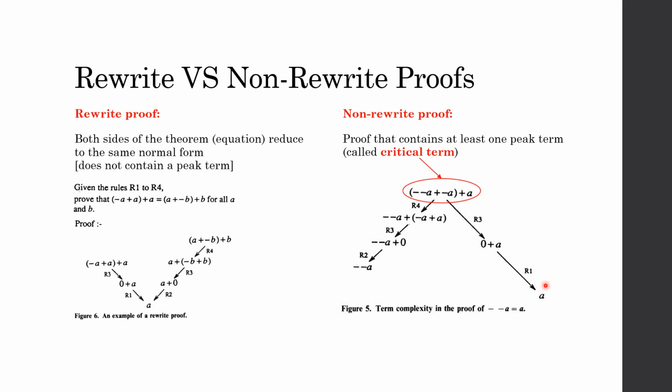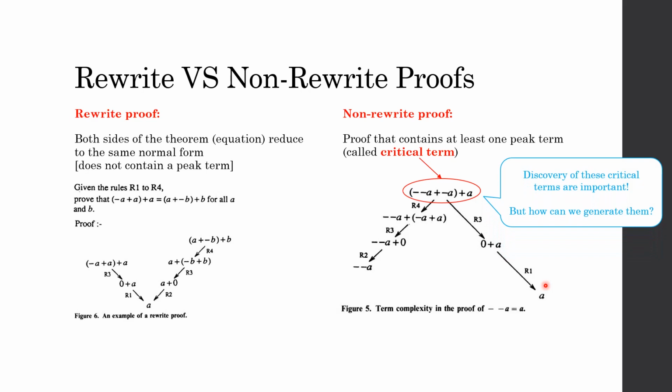However, this is a non-rewrite proof, because this is how we define it, and it contains at least one critical term. So discovery of these critical terms is important, but how are we going to generate them? Because after all, this is quite a simple equation that we want to discover whether it is true or not. And we only have one rewrite, and we have 4 rewrite rules that we can play around with, so it's relatively easy for us to go up and go down.